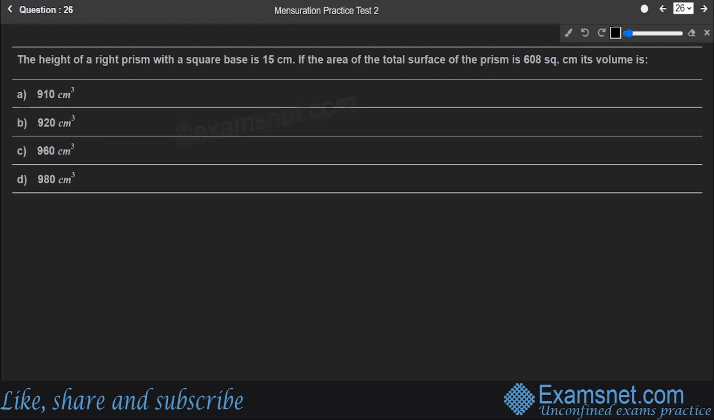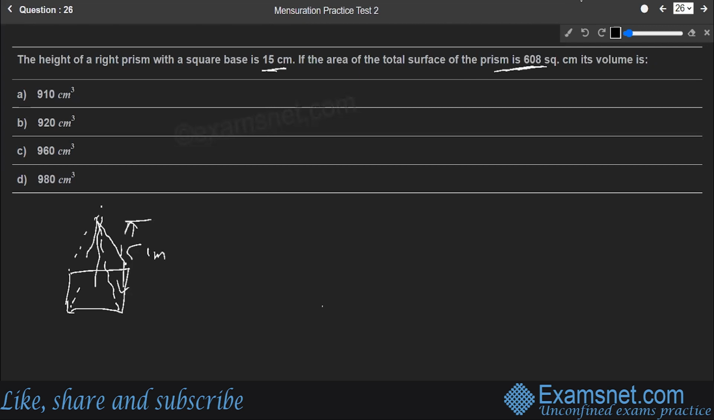Now he says the height of a right prism with a square base is 15 centimeters. So there is a prism that has got a base of a square and the height of this particular prism is given to be 15 centimeter. This is how the prism is shaped, this is how the height is. We can join all these sides and the prism can actually be created in 3D. So if the area of the total surface of the prism is 608 square centimeter, then its volume is.